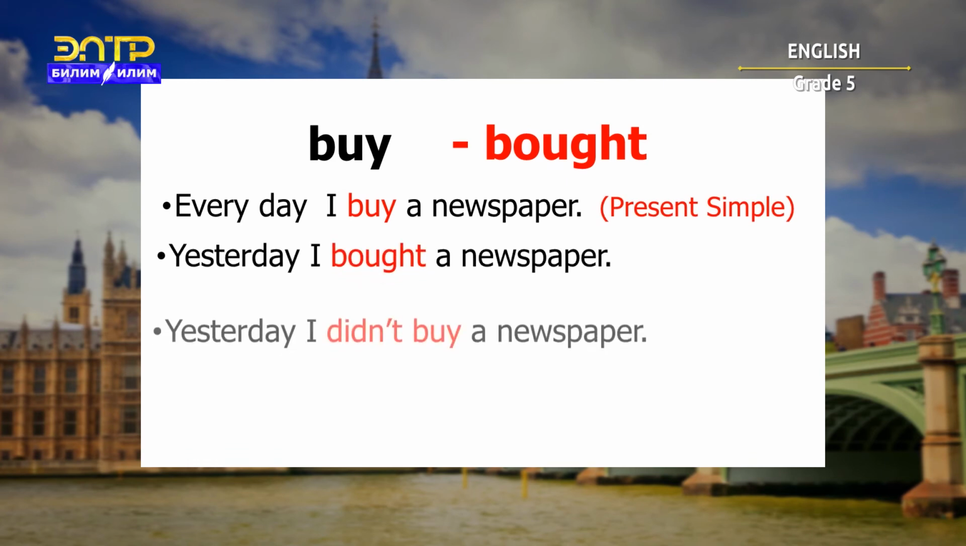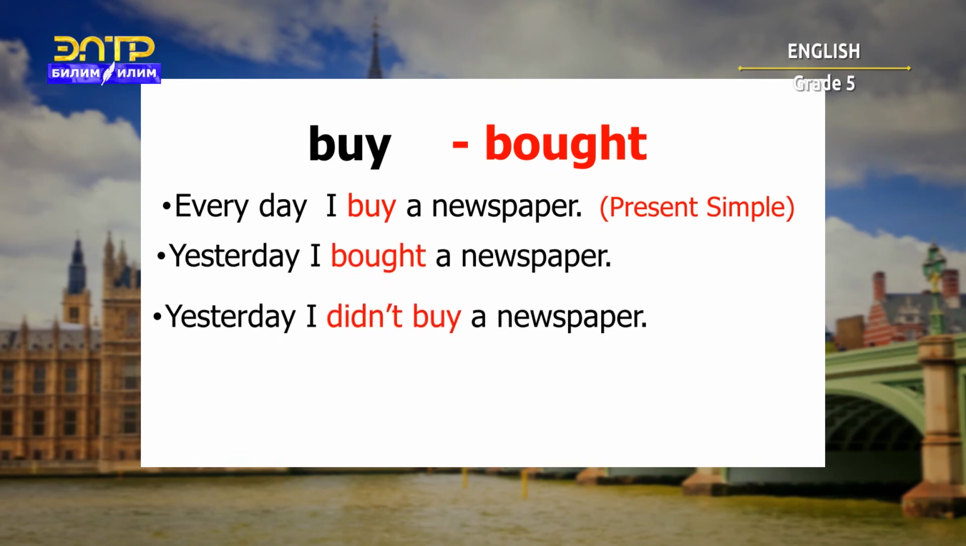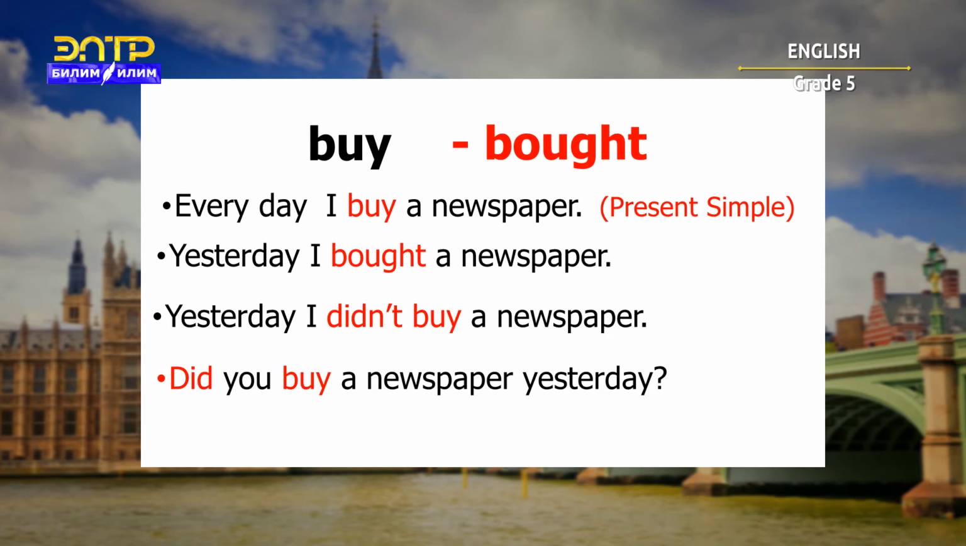So every day I buy a newspaper, it's present simple. Yesterday I bought a newspaper. What about negative sentence? Yesterday I didn't buy a newspaper. And question, did you buy a newspaper yesterday? So, this is the past simple. Don't forget to come back to the base form of the verb in questions and in negative sentences.